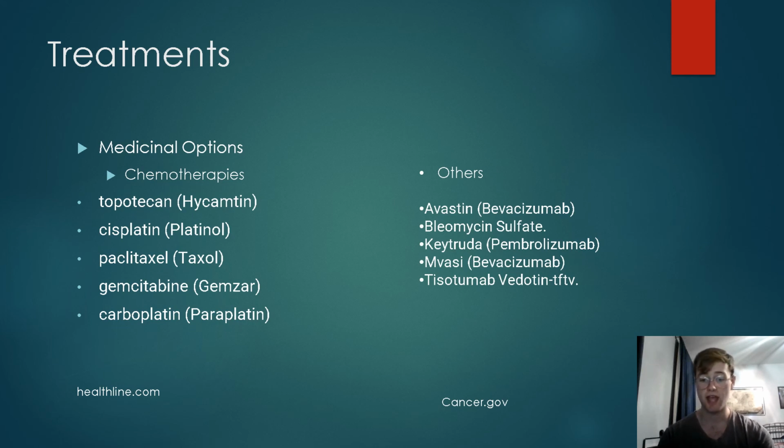And then the others, they could be like Avastin and Mvasi, which are both combination drugs for chemotherapy. They can be like Keytruda, which is an antibody medication that binds cancer cells to assist the immune system. That's what we would call an immunotherapy medication, and other medications as well.